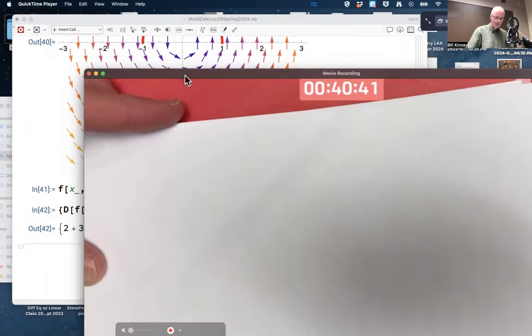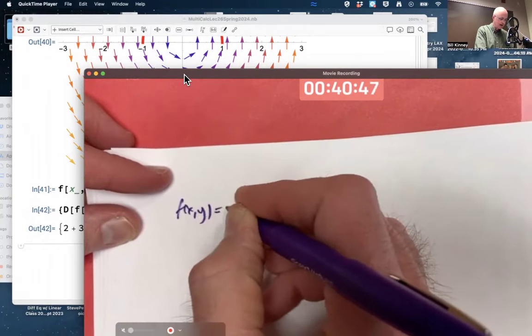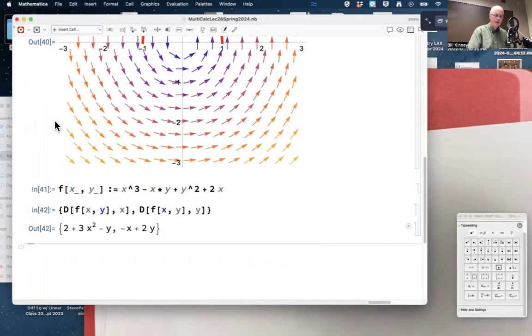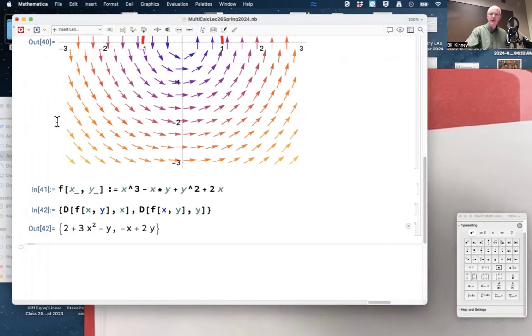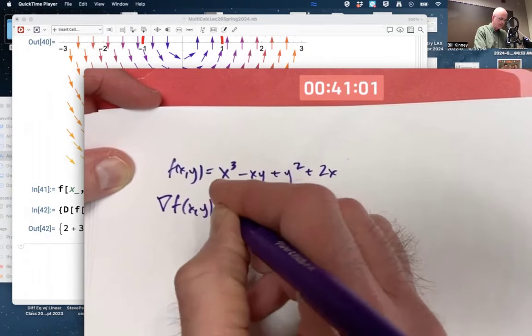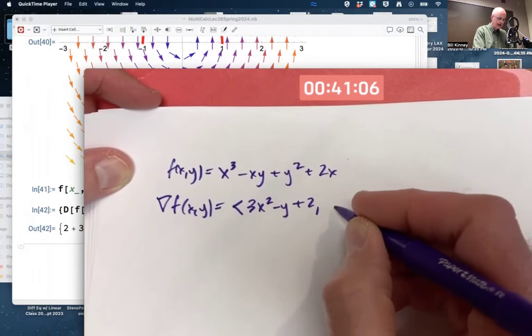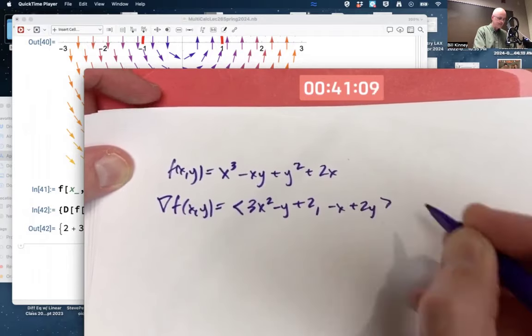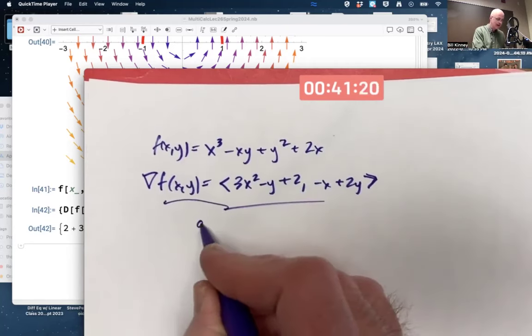Let's go ahead and write this down. I could take that function, f of xy, what was it, x cubed minus x times y plus y squared plus 2x. And I can compute its gradient vector. It's a vector with components 3x squared minus y plus 2 and negative x plus 2y. I could plug in points into that and find particular gradient vectors, or now I could think of this as a vector field. This is a vector field.